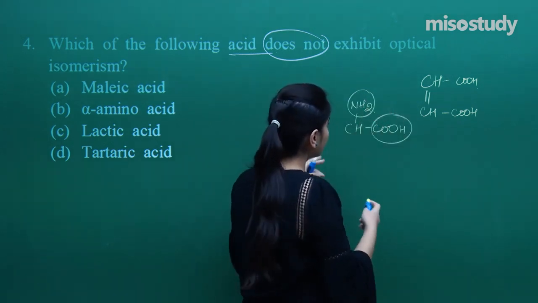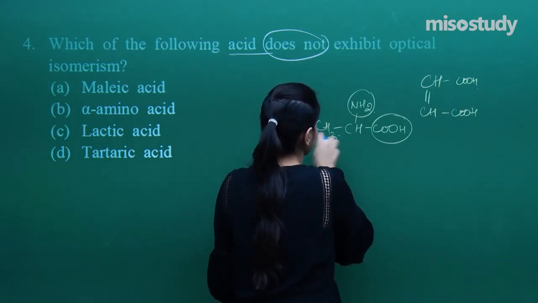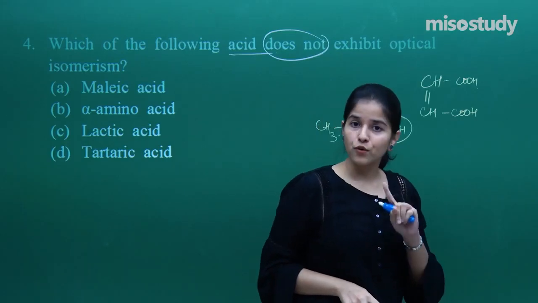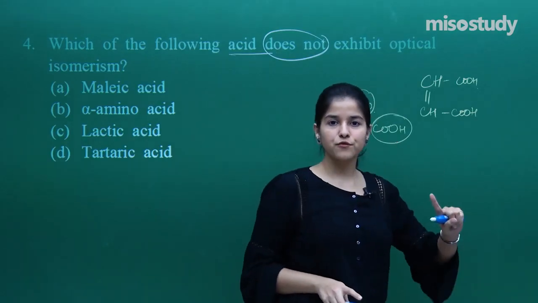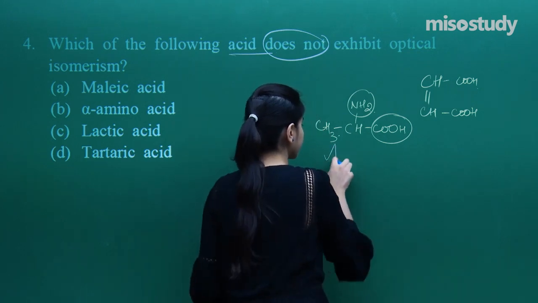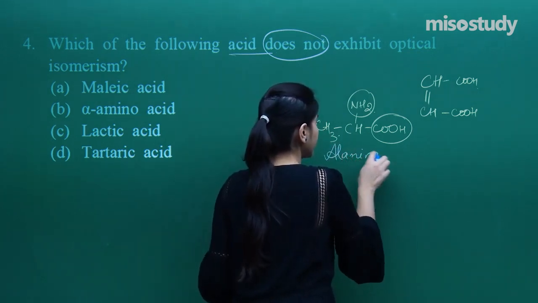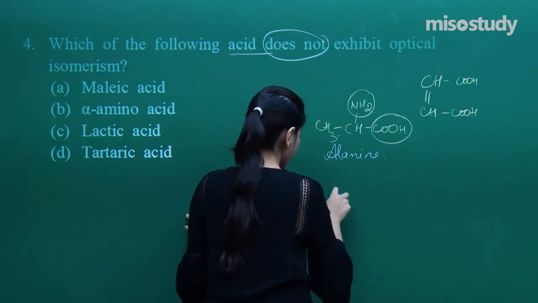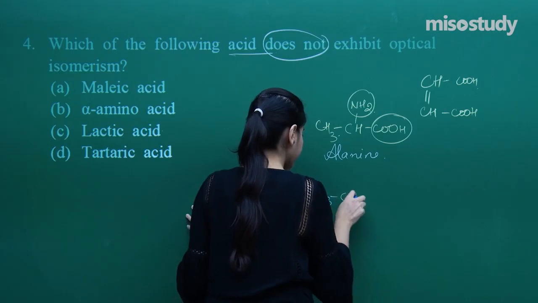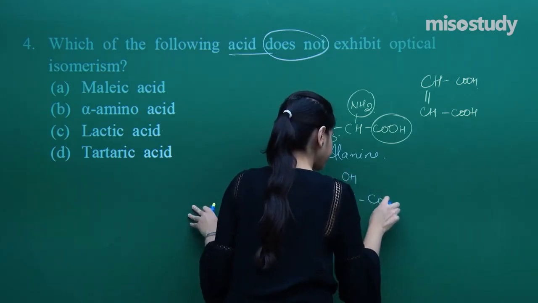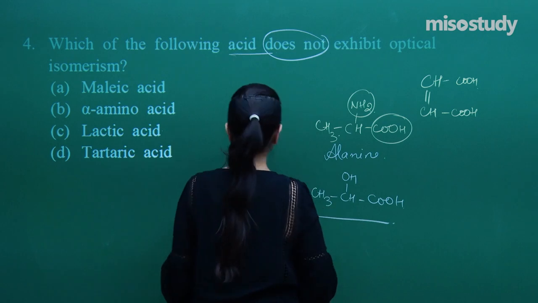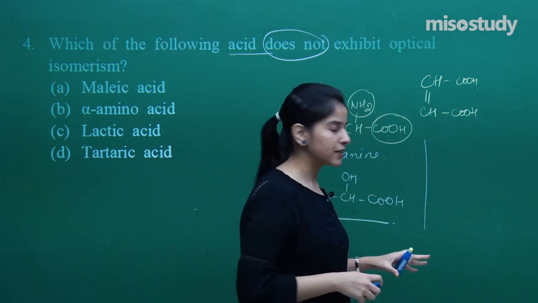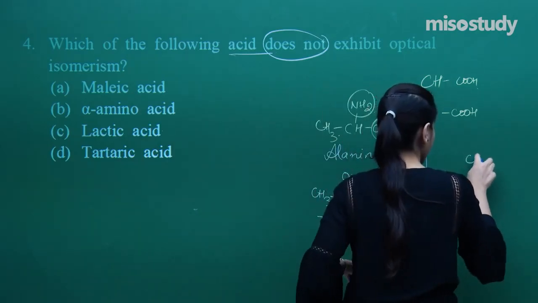Clear? And what do I need to do? I need to attach some group. This is nothing but the alpha amino acid, and the name, for your information I am telling you, that is alanine, right? Next compound is lactic acid. So lactic acid is this. Tartaric acid. So we all have read these compounds earlier as well. So what is tartaric?